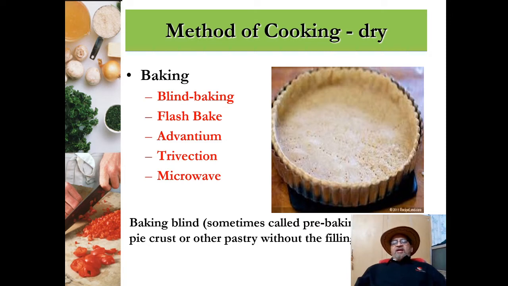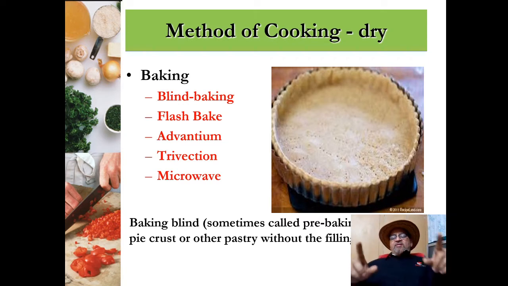Baking is cooking, like I told you, in an enclosed compartment with the help of hot air. Breads are baked, cakes are baked, biscuits are baked. No fat is used, no water is used. Baking may be of five types: blind baking, flash baking, adventium baking, trivection baking, and microwave.